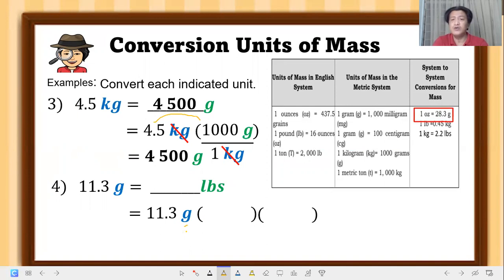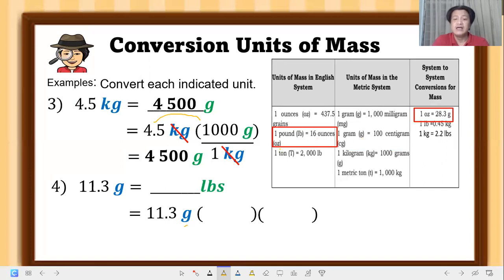Okay, ang una dyan, yung 1 ounce is equal to 28.3 grams. Okay, para ma-cancel natin yung grams, di ba matitira na lang si ounces. From ounces, kailangan makapunta tayo sa pounds. At yun yung pangalawa ay 1 pound is equal to 16 ounces para makuha natin yung pounds.